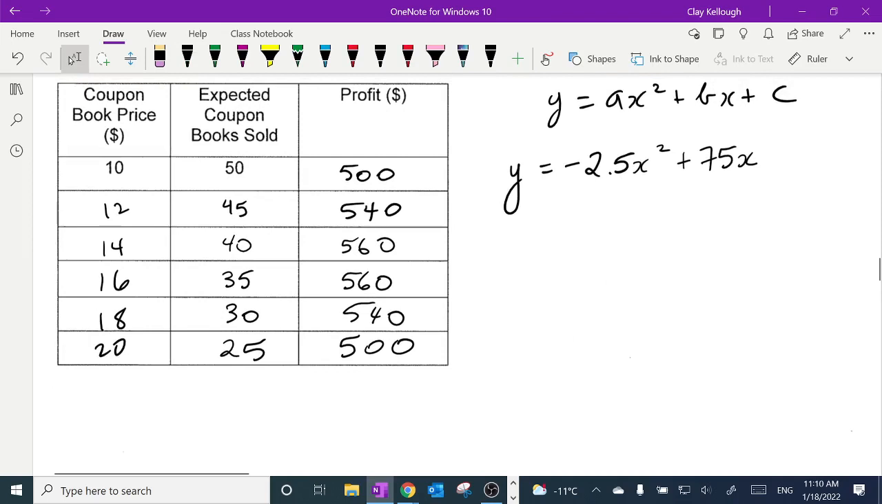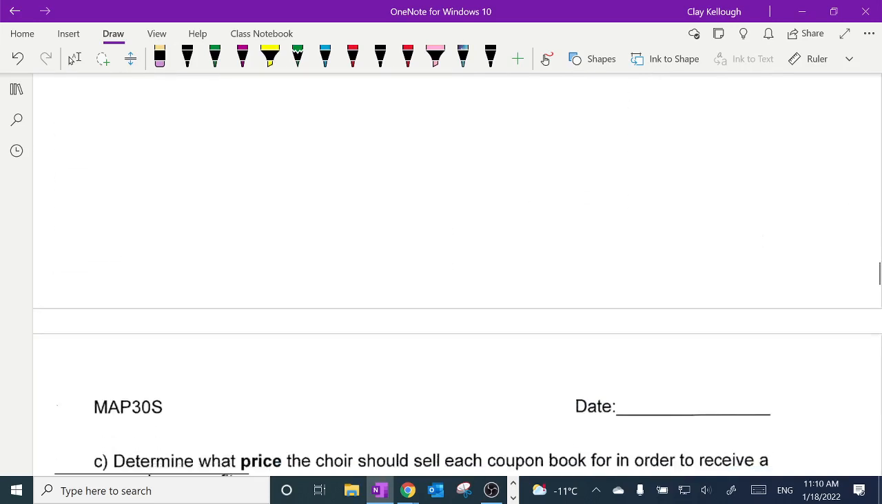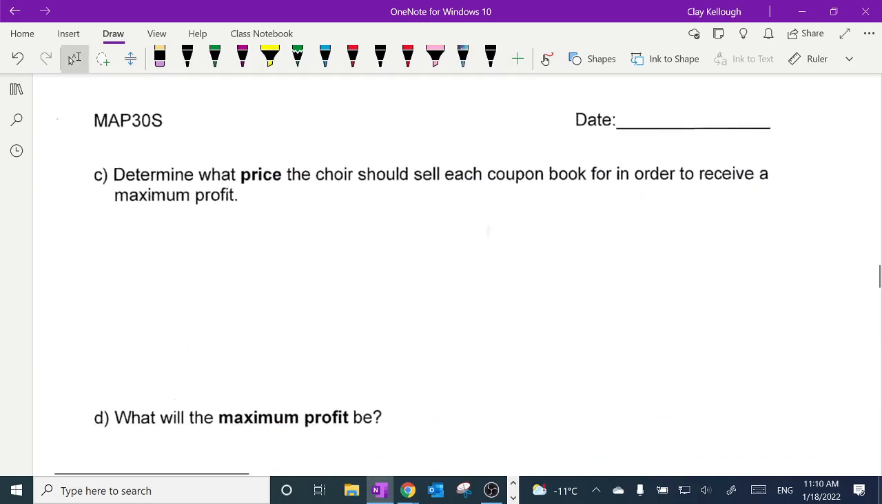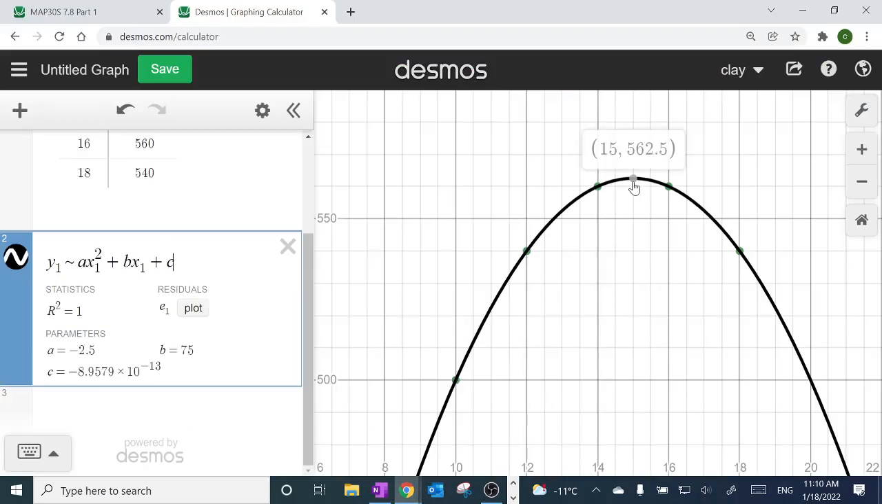I'm going to make up a c question. Underneath here, let's make up a c question. How much should... Oh, is it on the next page? Oh! Well, then don't write that. It's on the next page. Okay, so on the next page, they give you a lot of room to do this, don't they? Determine what price the choir should sell each book for. So to make a maximum profit, you have to look at your vertex, right? So your vertex is, let's see, where's that vertex again? My vertex is right there, 15, 562.5. So I'm going to write that down.